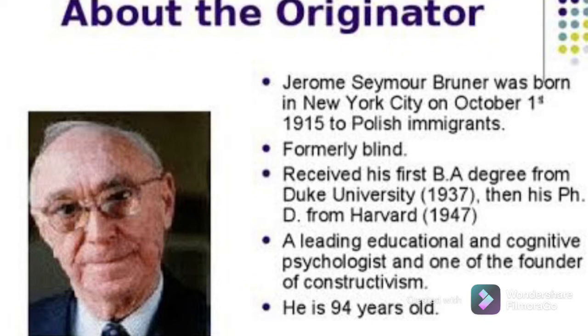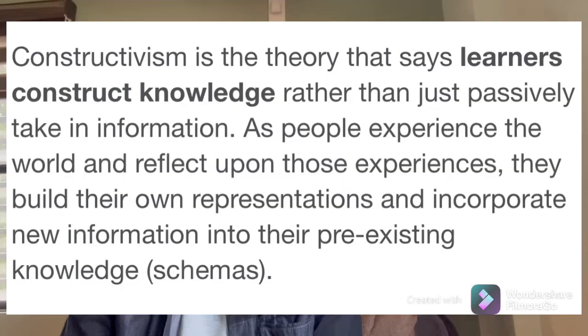From his theory, we will be learning five important concepts. We have a spiral curriculum, representation of knowledge, theory of instruction, discovery learning, and categorization. So we will be discussing it one by one as we go on. Let us start from the theory statement of constructivist theory by Bruner.